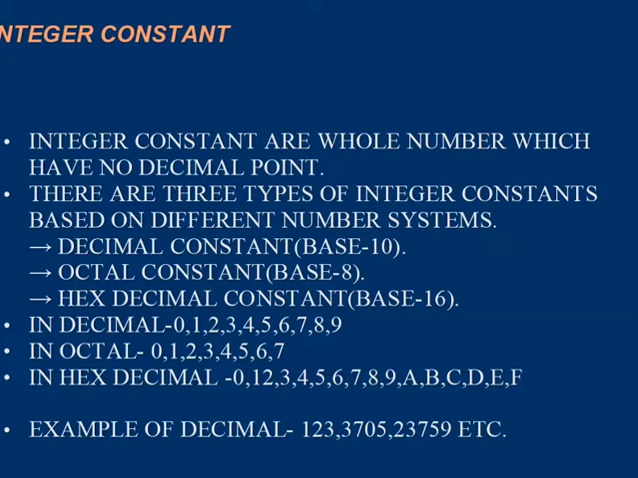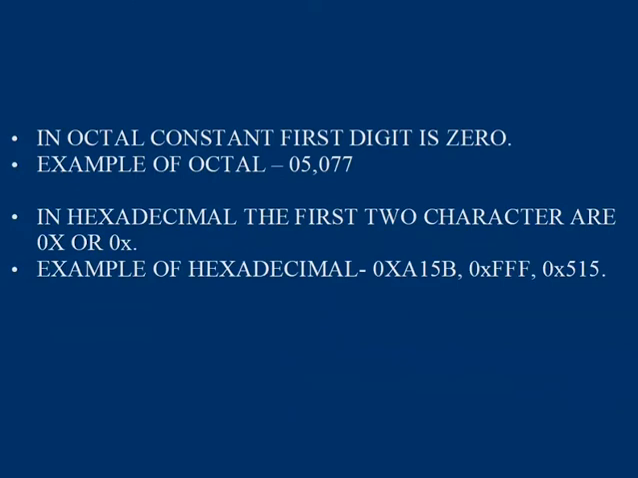Now let us see some examples. So we have an example of decimal, that is 123, 3705, 23759. In octal constant the first digit is 0, that is 070 and 777. In hexadecimal the first two characters are 0x or 0 small x. Here we have some examples like 0xFFF, 0x515. You are going to study more about these constants in different subjects where you have to do conversion and many more things. Moving to the next.